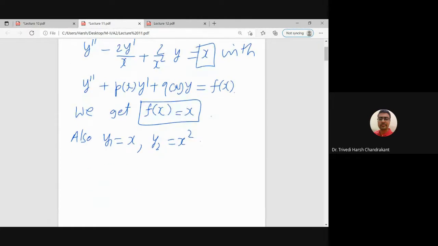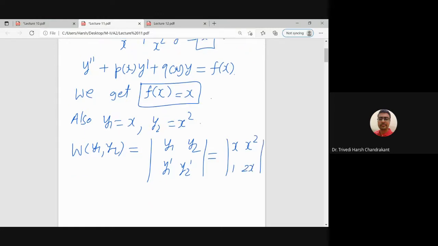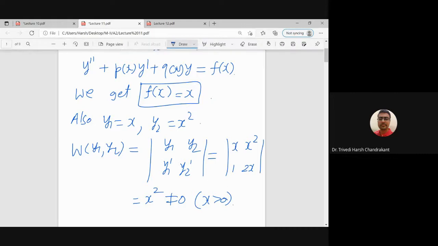To apply the variation of parameter method, we need to find the Wronskian. The Wronskian is the determinant of y1, y2, y1 dash, y2 dash. So that is x, x square, derivative of x is 1, derivative of x square is 2 times x. Simplifying this gives us 2x square minus x square, that is x square. And x square is non-zero because in our differential equation it is mentioned that x is positive. Fine.